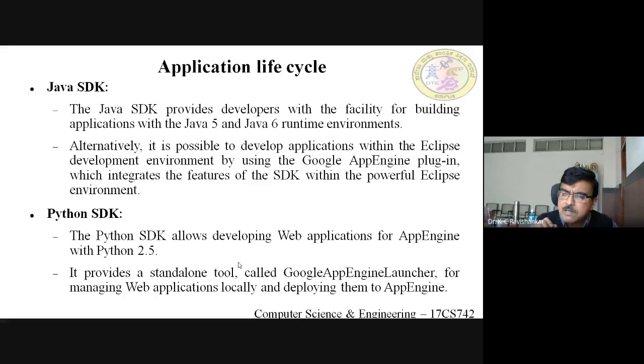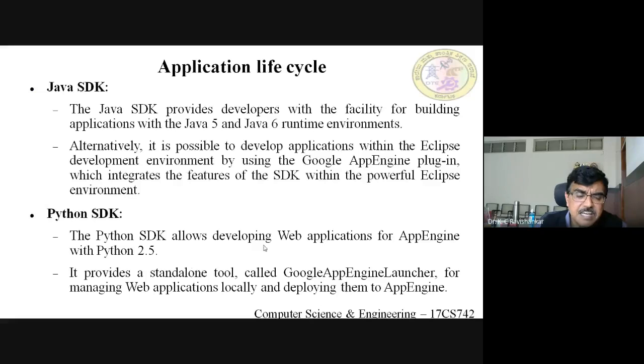Google App Engine, and there are various emulators available. For example, to run your application before actually deploying onto a real machine, a virtual box will be available. You can easily deploy your application on that virtual box and start working on it. Once you feel that the application is fail safe, it can be posted onto the App Engine and anybody can access it. This integrates the features of the SDK within the powerful Eclipse environment.